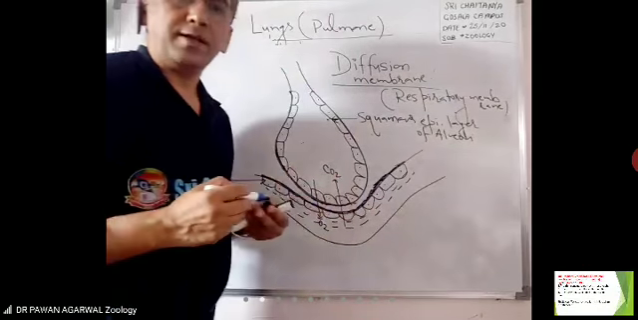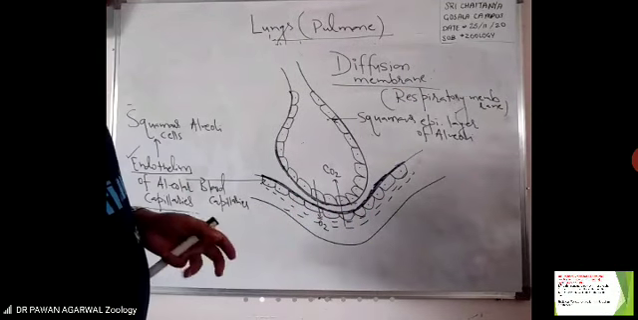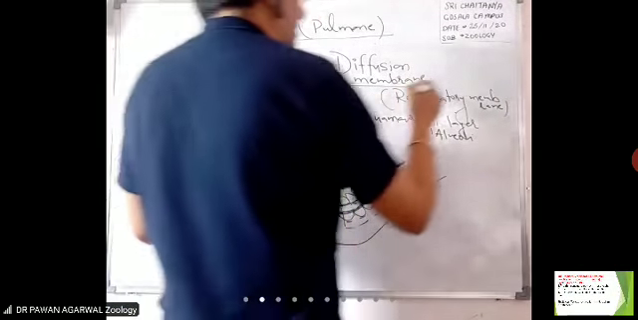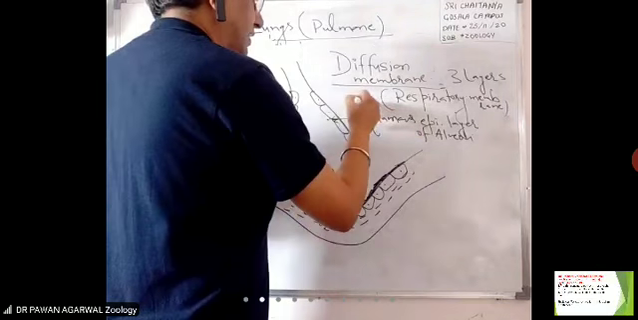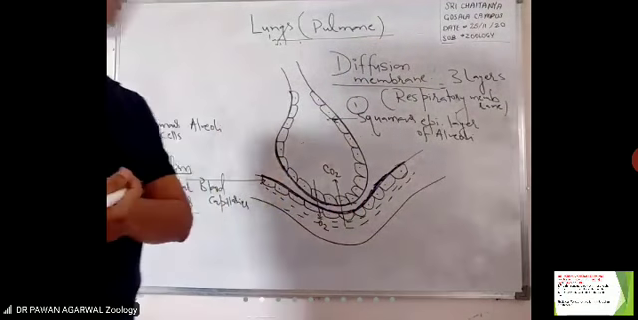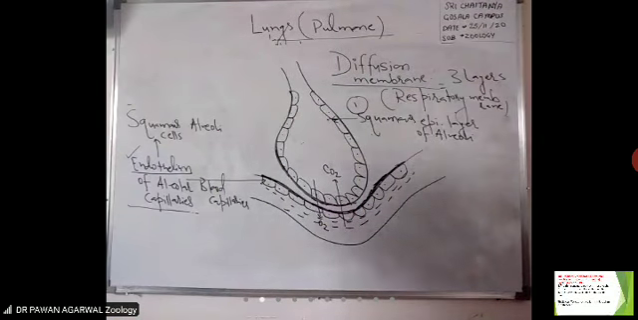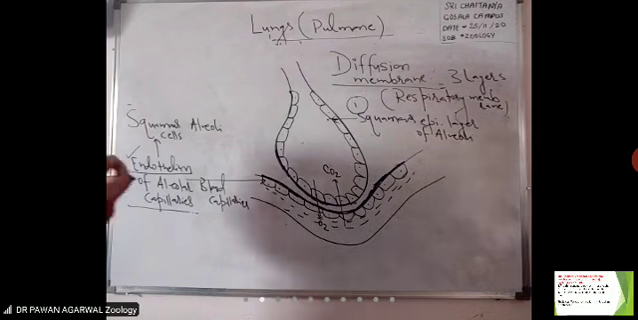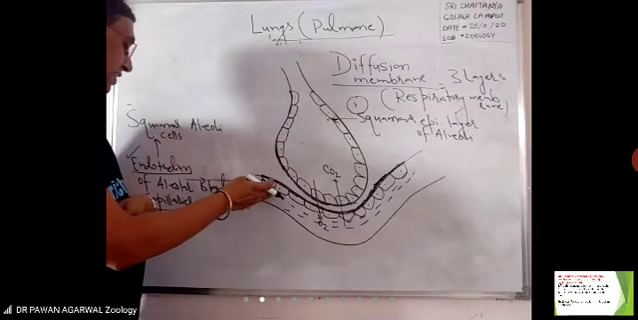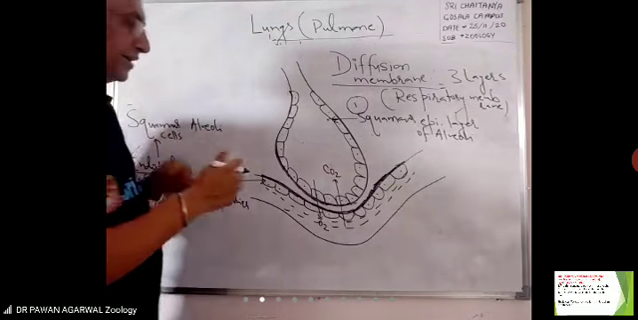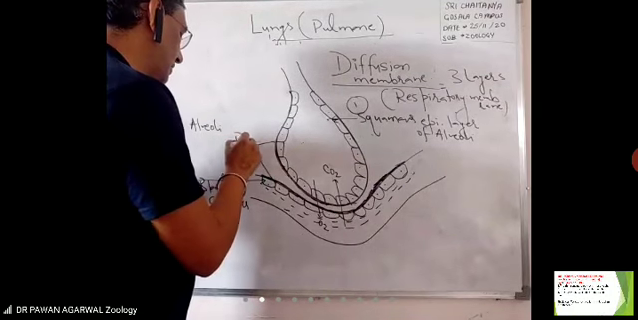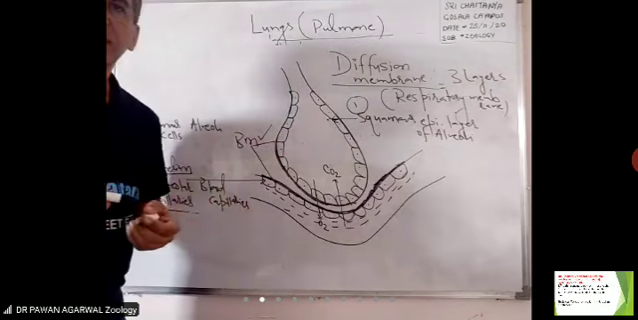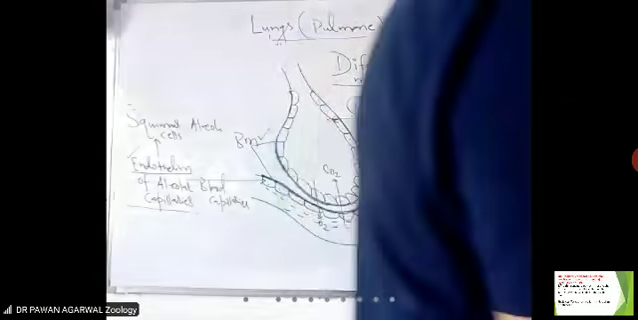Getting? So we can say the diffusion membrane or respiratory membrane is made up of 3 layers. One, that is the squamous epithelial layer of alveoli. Two, that is the endothelium of blood capillaries. And third one, that is the basement membrane.